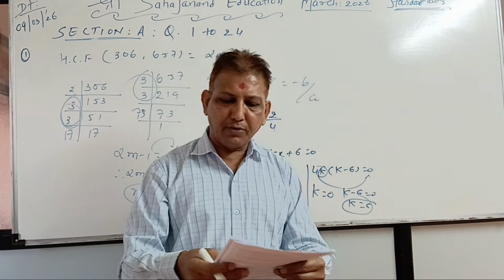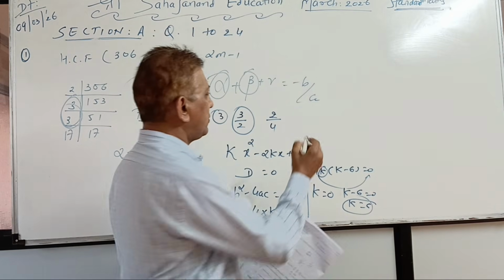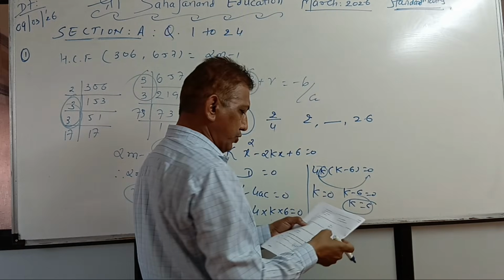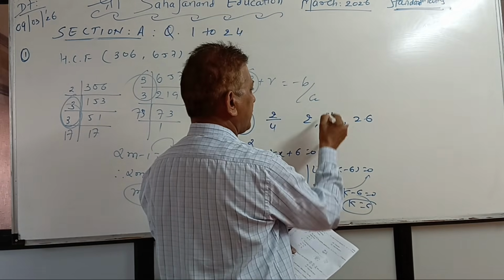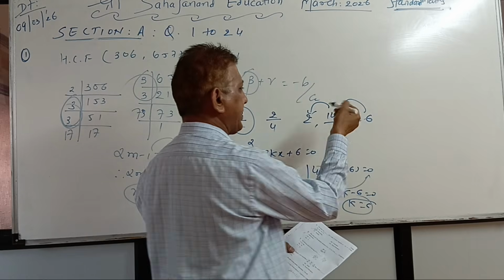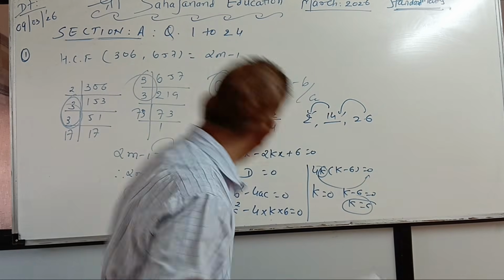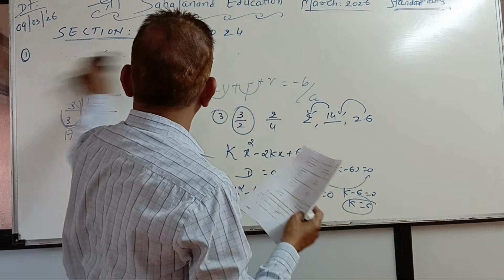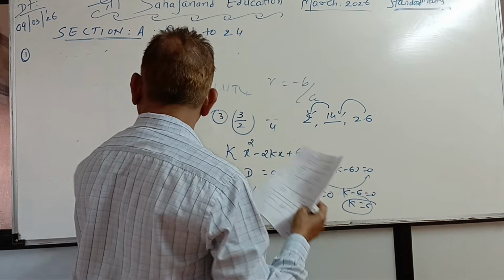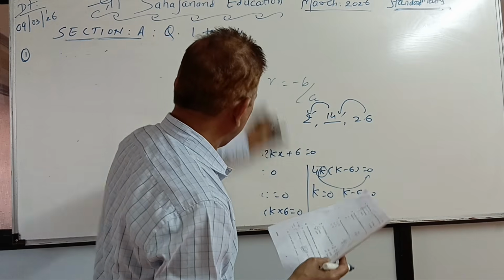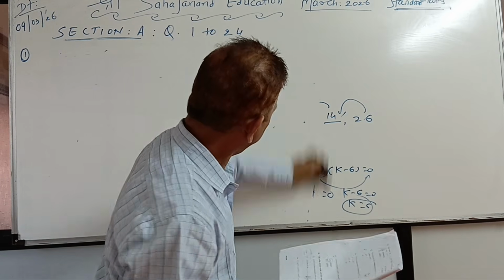The missing term of the following AP: 2, blank, 26. Right? Put here 14. 14 minus 2 is 12, 26 minus 14 is 12. So the answer is 14. The sixth one is also easy. The sixth question is also a very easy question. But some 3 to 4 questions are very difficult. Think about this question.